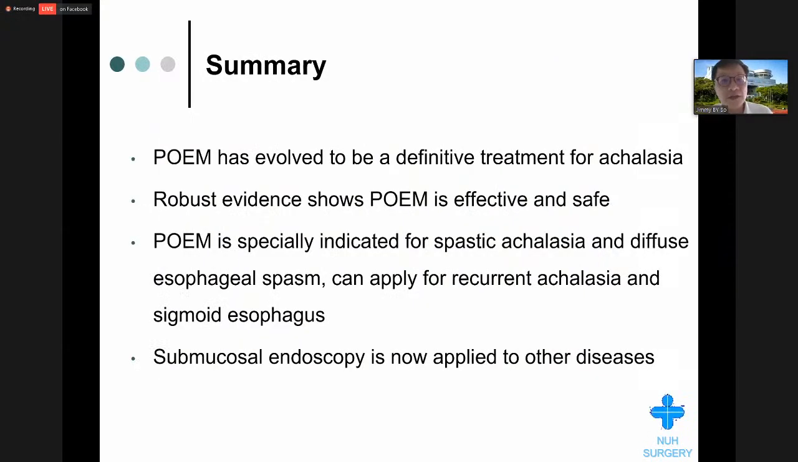Therefore, in summary, ladies and gentlemen, POEM has now evolved to be a definitive treatment for achalasia, and there is now level 1 robust evidence which confirmed that POEM is effective and also a safe treatment for achalasia. POEM is especially indicated for patients with spastic achalasia and esophageal spasm, and can also be applied for patients with recurrent achalasia after previous treatment, and for patients with sigmoid esophagus.